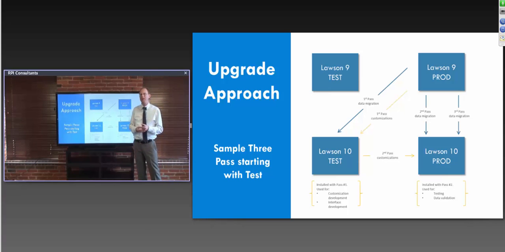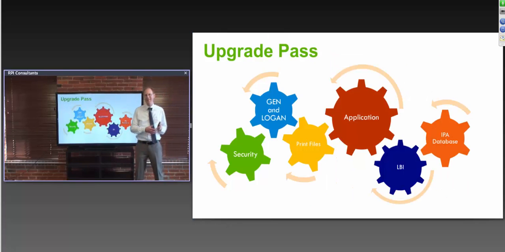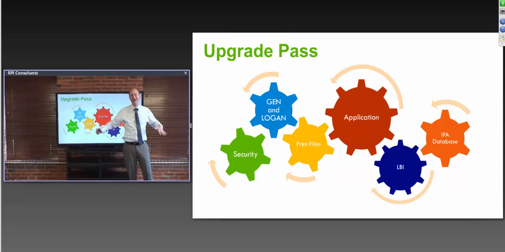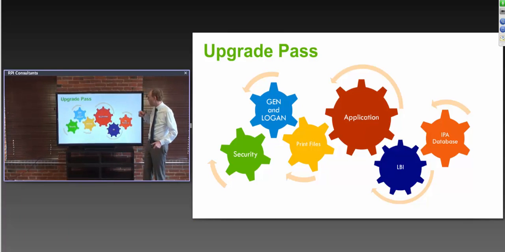If you attended our cloud webinar earlier today, we really dove into some details on what that is. And in fact, I think I have a slide about that. Let's just spend a couple of minutes talking about what an upgrade pass really is. Of course, the biggest cog or gear here in our upgrade pass machine is our application data, our prod product line. This is all of your transactional data with Lawson.